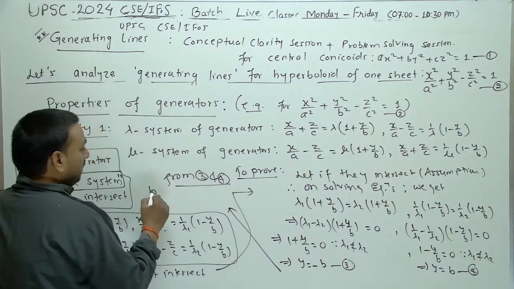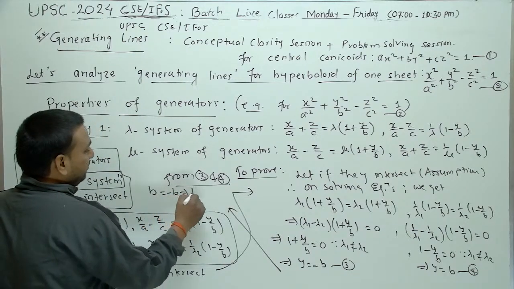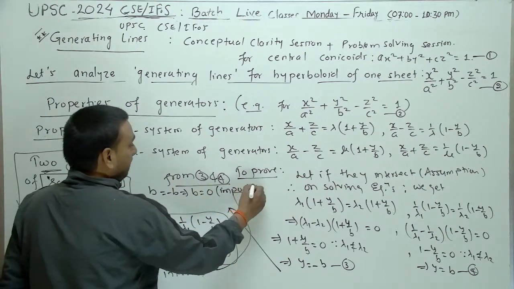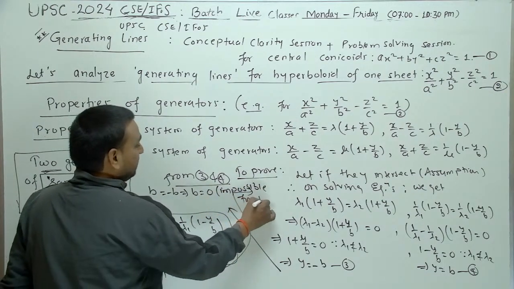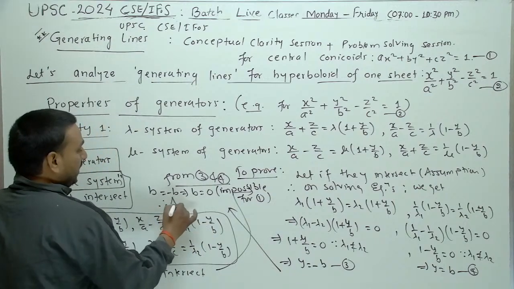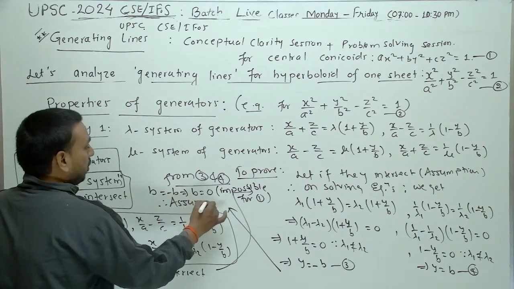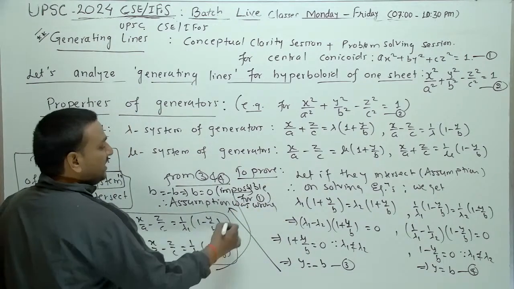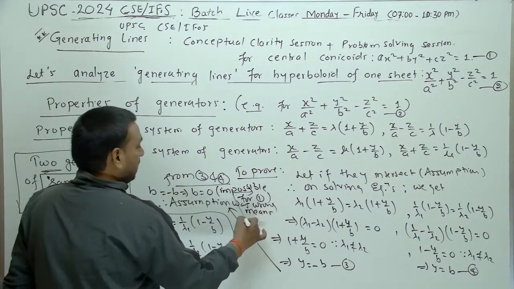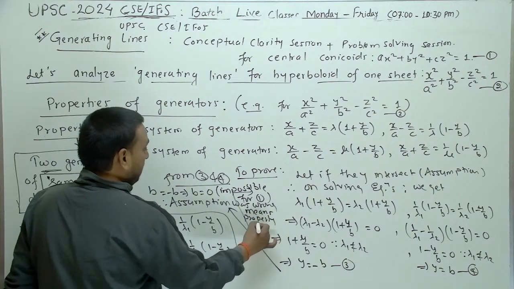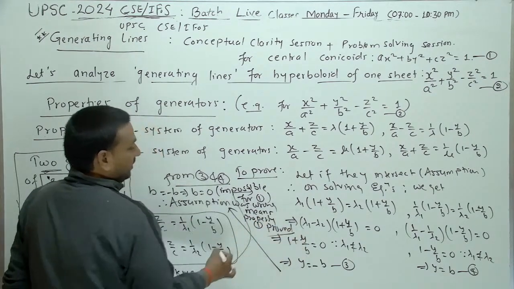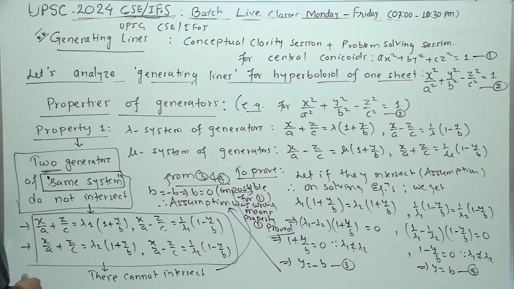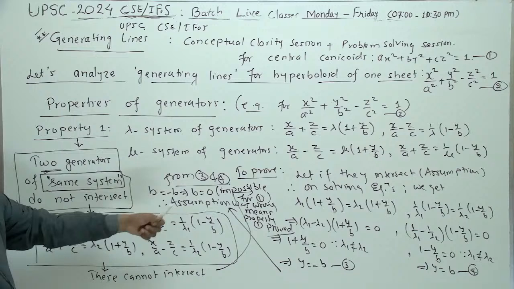From 3 and 4, we have b equals minus b, which implies b equals 0, which is impossible for the surface 1. So our assumption was wrong. Our assumption was wrong means property 1 is proved. That is what we were trying to do, right? Please write that down.